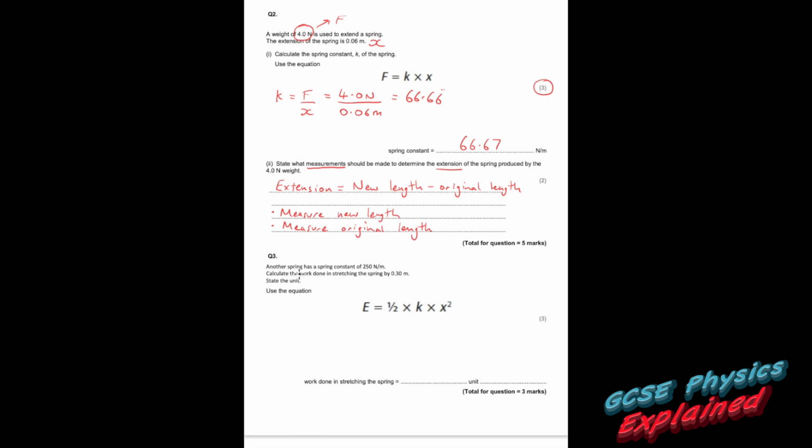Question 3. Another spring has a spring constant of 250 newtons per metre. So that's our K value. Calculate the work done, so that's the amount of energy, in stretching the spring by 0.3 metres. That's our extension. And state the unit. And just pop the numbers in. And that equals 11.25. And it's energy, so that'll be joules.